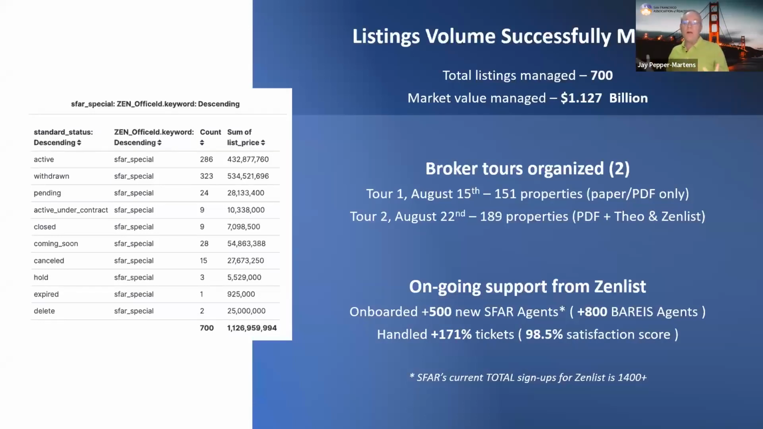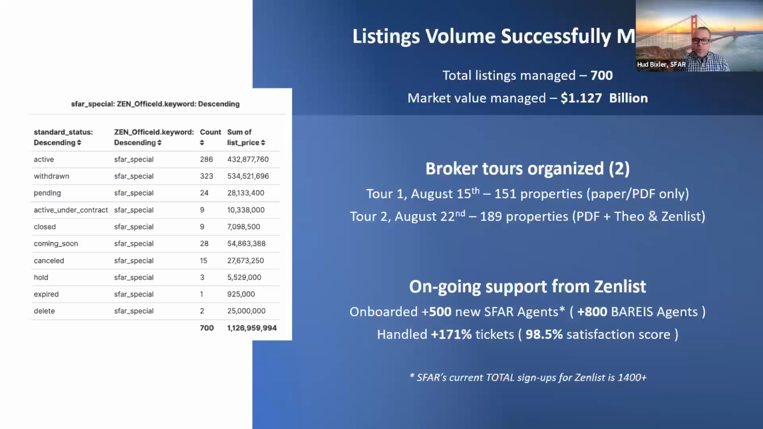Nonetheless, we were able to put a parallel system in place with a partner that we had been working with. And we were able to make sure that at least 700 listings were managed through the system that we had set up, to the tune of a little over $1 billion in inventory value, and two broker tours. The first one was hacked together just using spreadsheets. That was fun. Yeah, that was just a necessity, right? That first weekend we were like, well, we have a broker tour coming up on Tuesday. We have to do something.